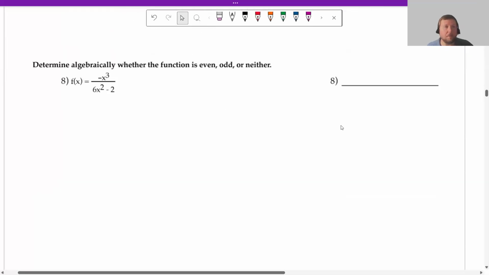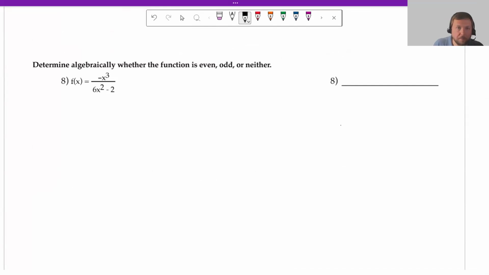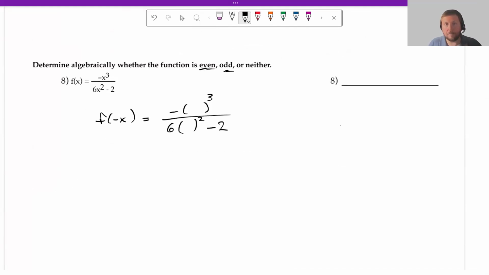Okay. Determine algebraically whether the function is even, odd, or neither. I want to see algebra here. I want to see you substituting in negative x in place of x and doing the correct algebra to show which one of these possibilities it is. Don't just guess and hope you get full points for your guess, because you will not.